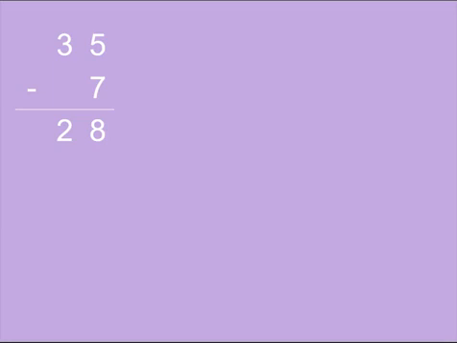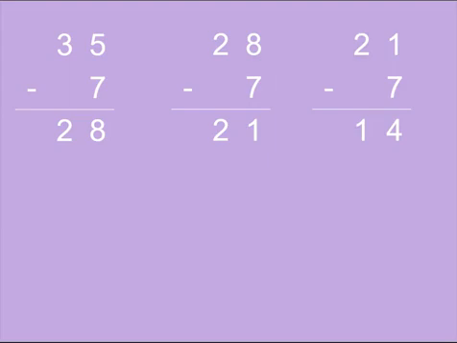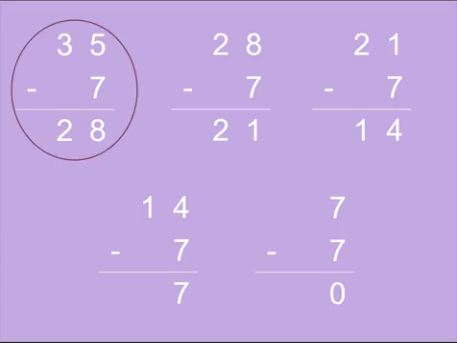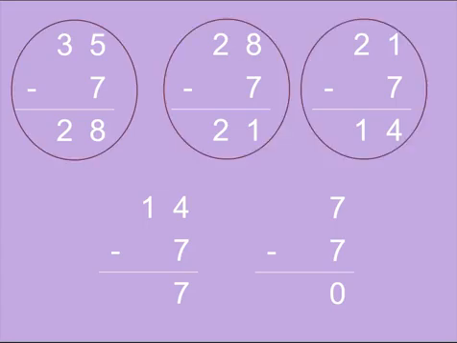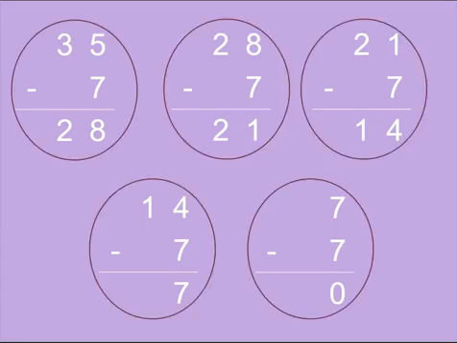I get 28. Then I take that 28 and I subtract 7 again. I have 21 now. 21 minus 7 equals 14. 14 minus 7 equals 7. 7 minus 7 equals 0. Now I need to see how many times I subtracted 7. 1, 2, 3, 4, 5 times. So 5 nights.